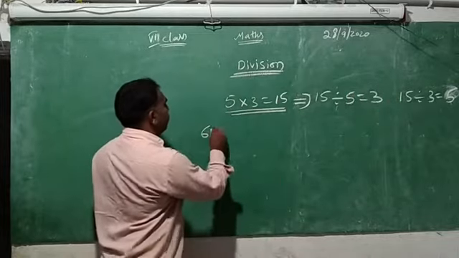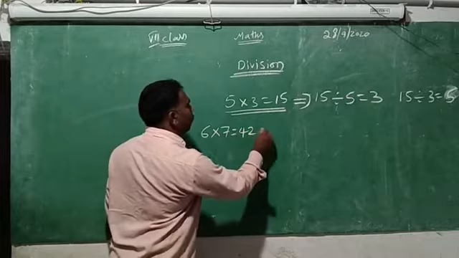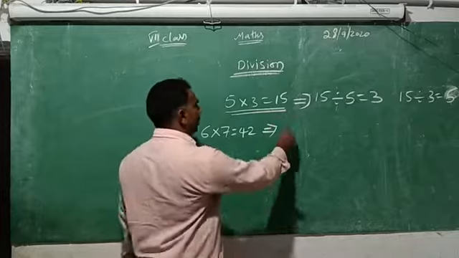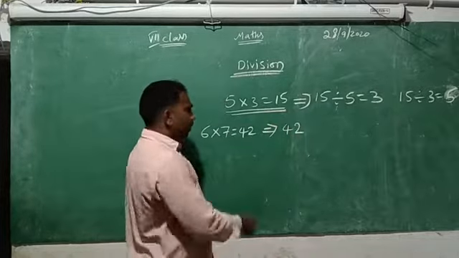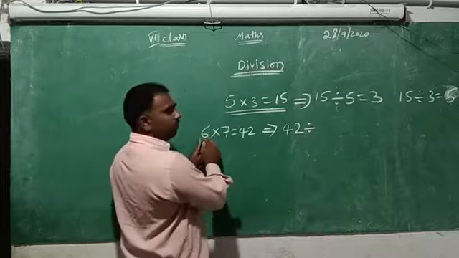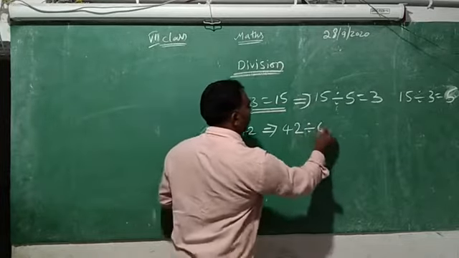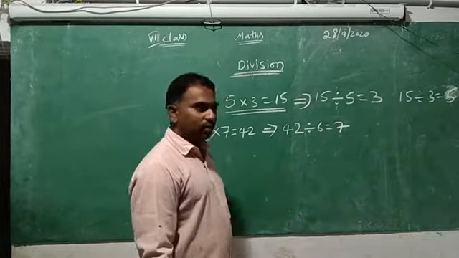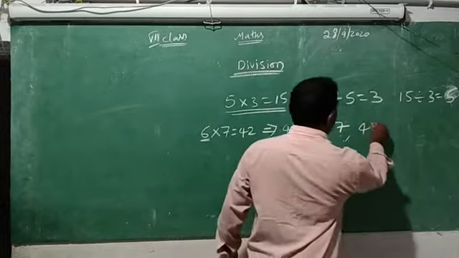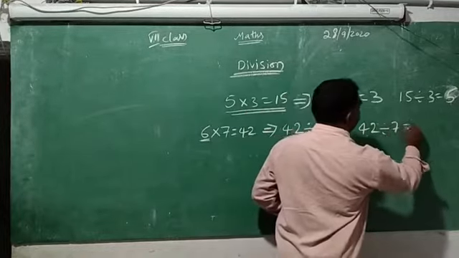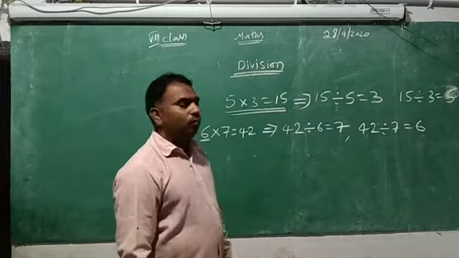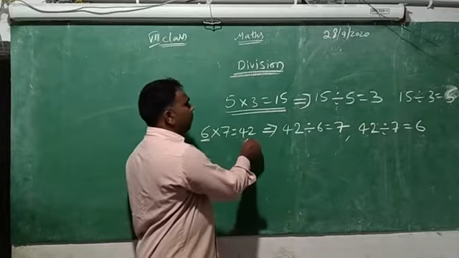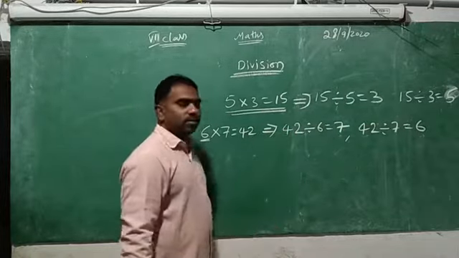You see, 6 7s are 42. From this we can make 2 divisions. How? Now you can say very easily. 42 divided by 6 will become 7. 42 objects if you divide to 6 numbers, you will get 7. One more you can create from this. How? 42 divided by 7 you will get 6. See, one multiplication can make 2 divisions here.